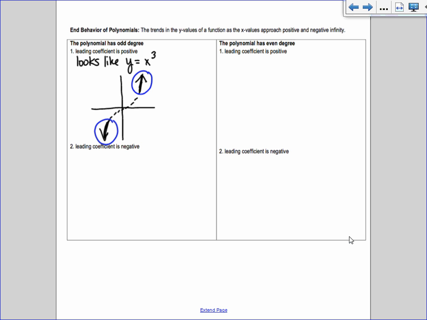Okay, so what if the leading coefficient is negative and it's odd degree? Well, if it's odd degree, it's going to be like x cubed, right? And if it's negative, it flips it over: negative x cubed. So we're going to have y equals negative x cubed. So that's where it goes downwards, right? So you can do a dotted line first if you want, or you can just draw the ends darker, it doesn't matter. Okay, so the ends are going to look like that.